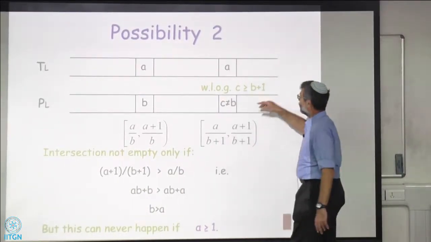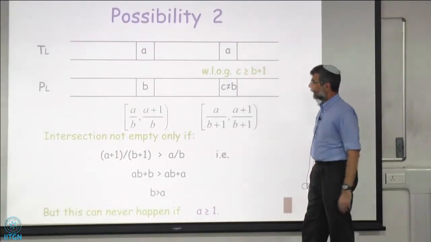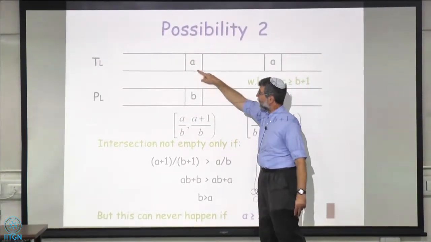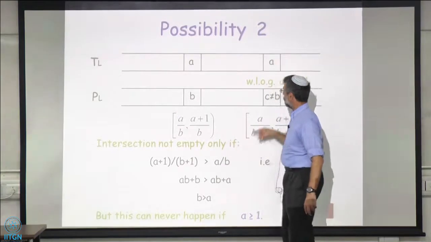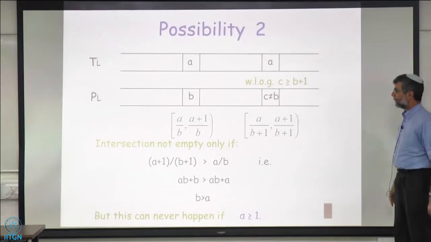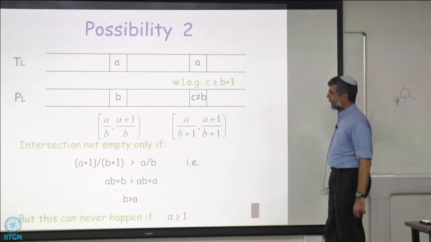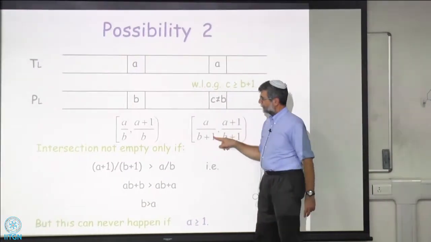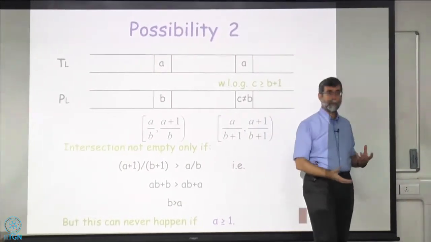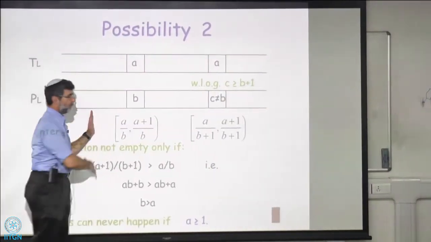But if this happens, and again, let's assume that the C is greater than or equal to B plus 1, then let's see. What is the segment here? It's A over B to A plus 1 over B. And the segment here is A over B plus 1 and A plus 1 over B plus 1. Okay, so what can we say here? A over B plus 1 is obviously smaller than A over B, because if you increase the denominator, you're going to get a smaller fraction, right? So it means that this segment starts to the left of this segment.